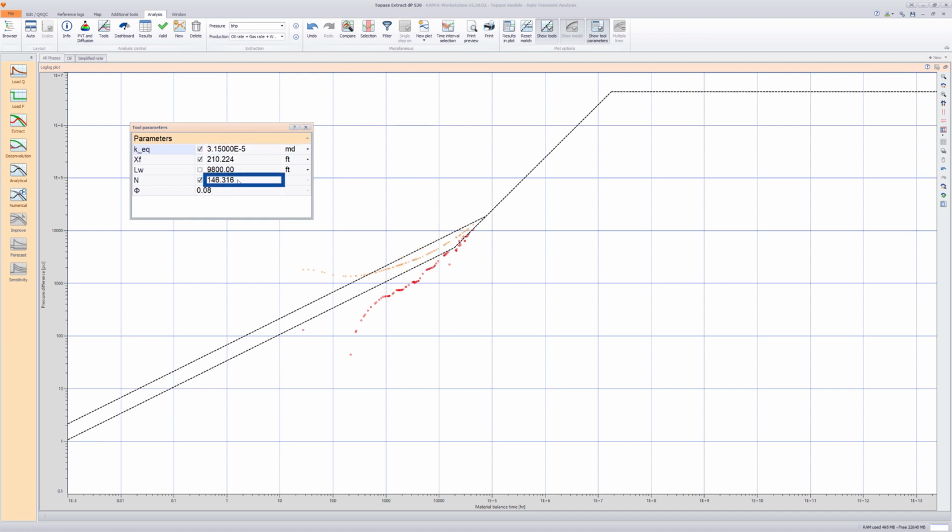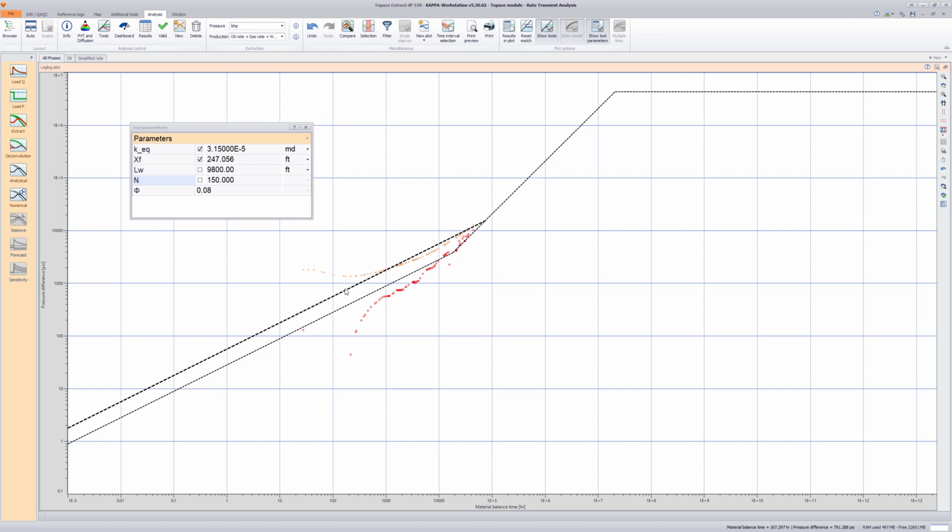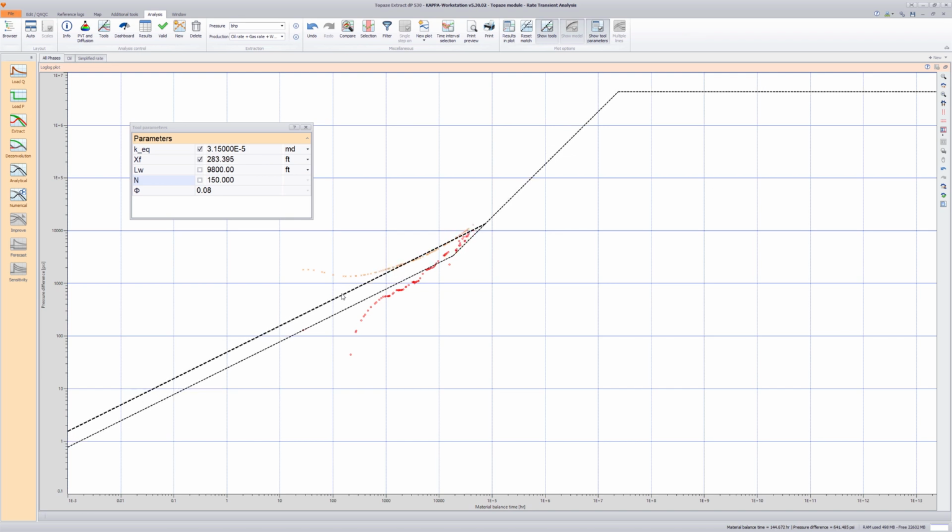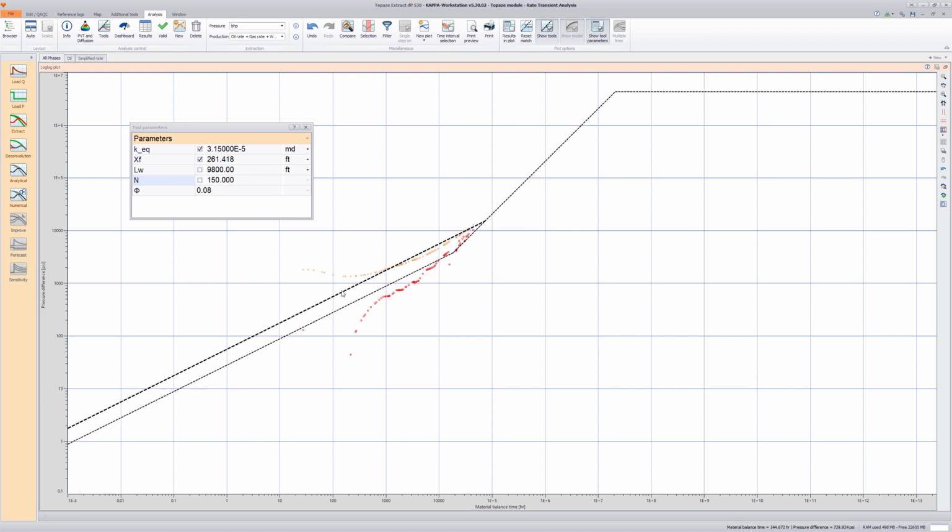The total number of clusters is known to be 150. Since there are 30 stages and 5 clusters per stage in this example, this will be fixed at 150. Manually adjust the early time half-unit slope match line to update the value of the fracture half-length.